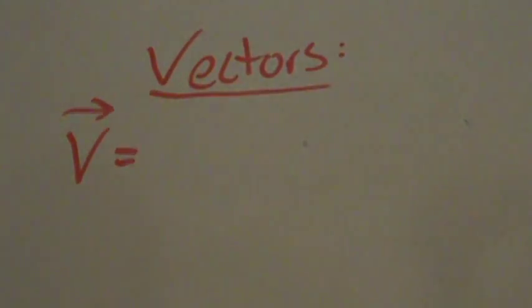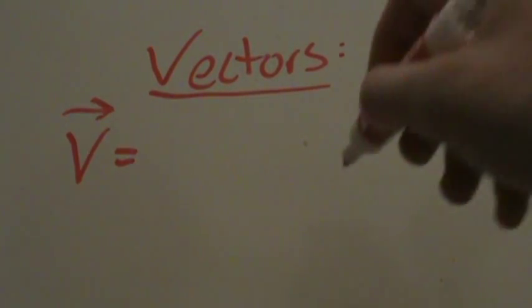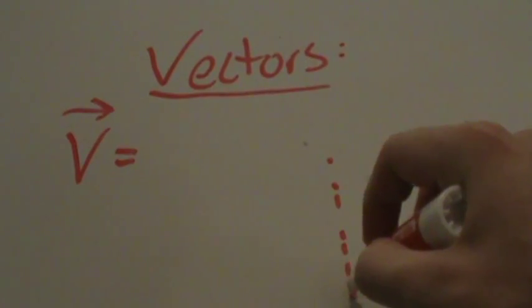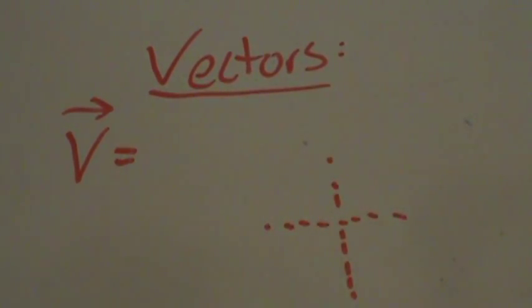Now, vectors, there's two-dimensional vectors and three-dimensional vectors. I'll first talk about two-dimensional vectors. So, like I said, vectors have to have a direction and a magnitude. So, let's start off by writing how a vector would look. And let's start off by making a little graph. So, here's our little graph, okay?